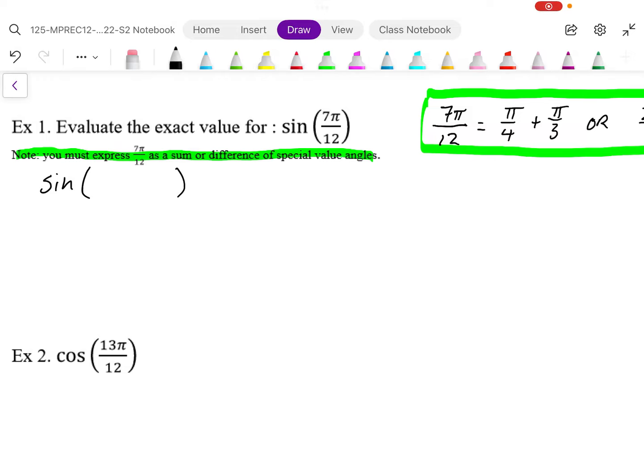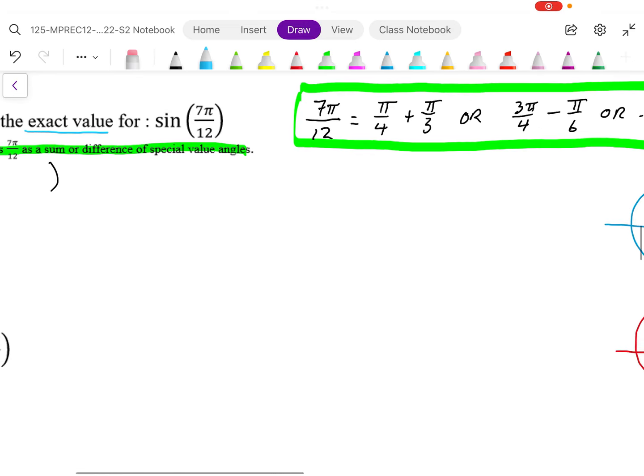Example 1. Evaluate the exact value of sine of 7 pi over 12. So anytime we have these pi over 12 angles, we need to be able to express these as a sum or difference of the special angles. And it's important to note that it says exact value, so we must be dealing with special value angles. But 7 pi over 12 is not a special value angle itself, but it can be generated by a combination of adding or subtracting special angles.